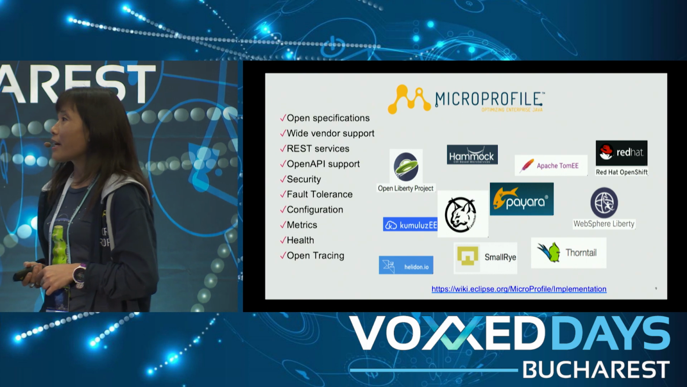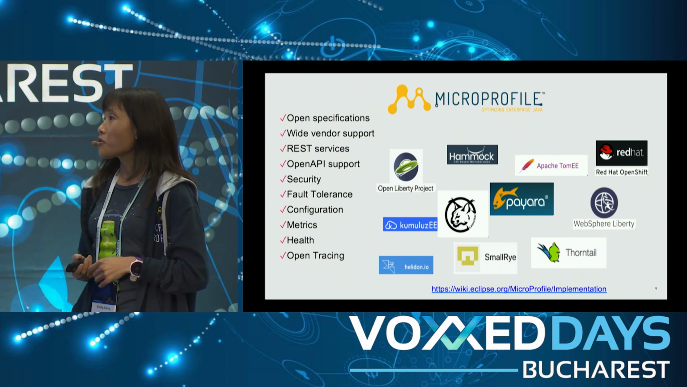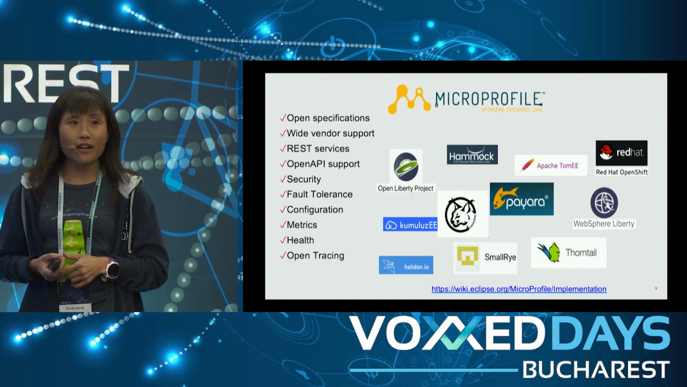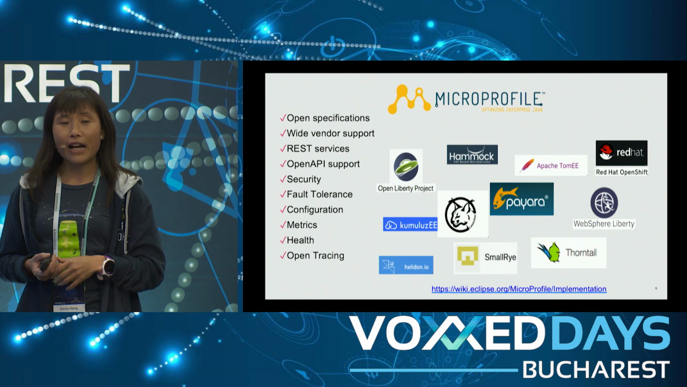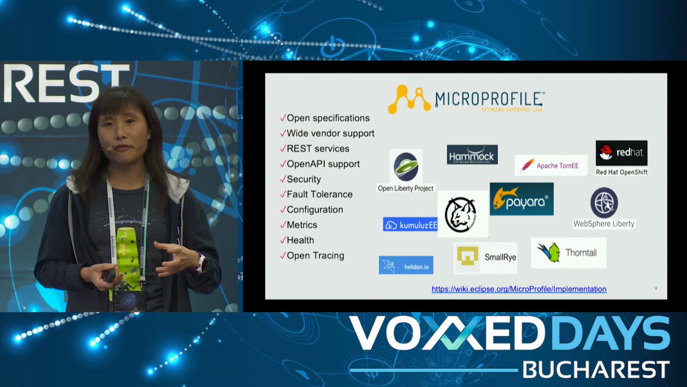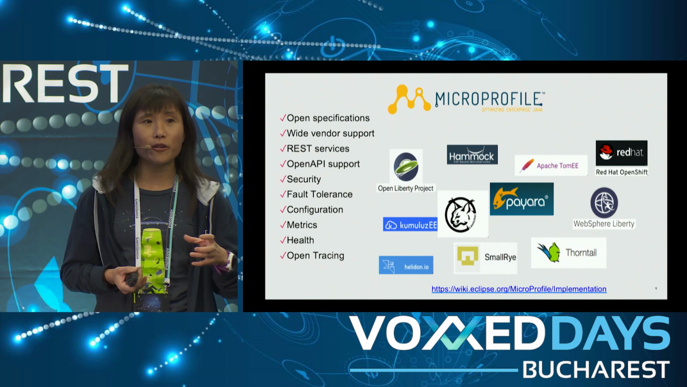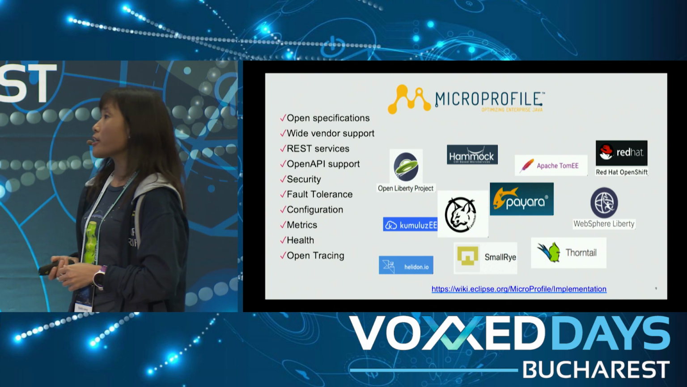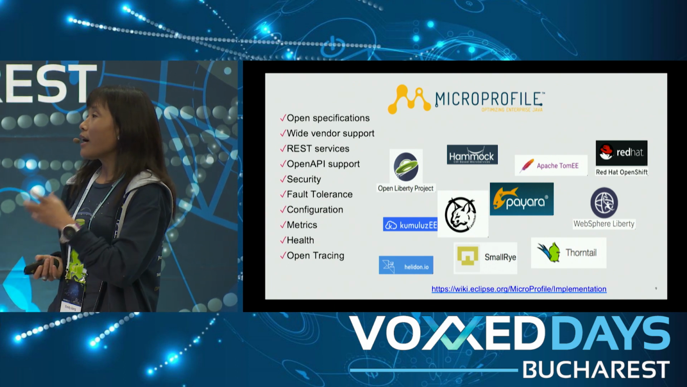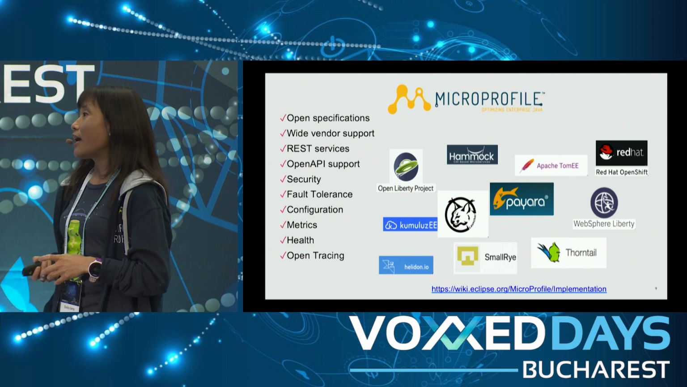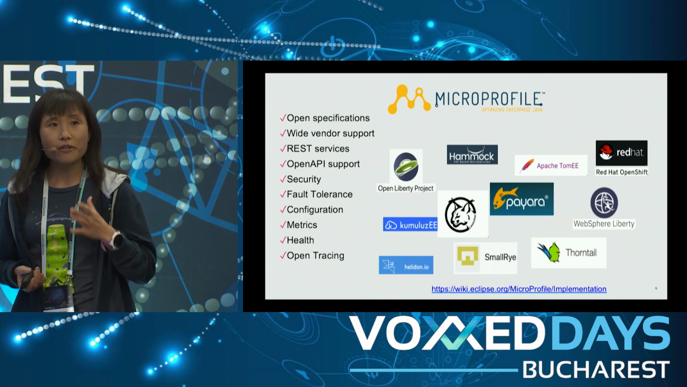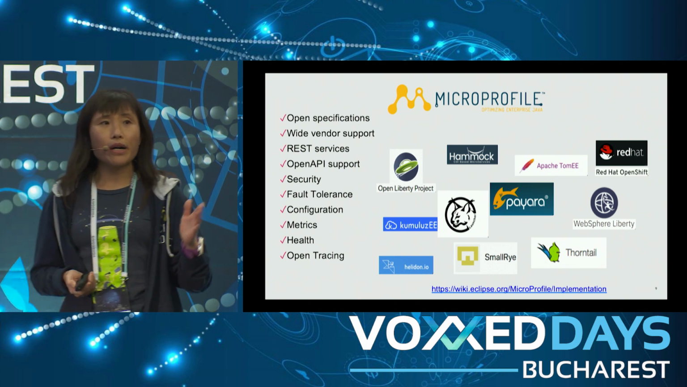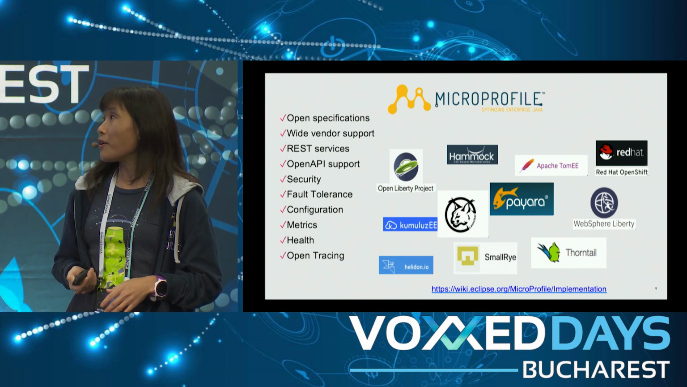And then also Red Hat has SmallRye and Thorntail. Earlier today, Peter from Red Hat demonstrated Quarkus, which is a very fast runtime, also based on MicroProfile. It utilizes SmallRye. And also Payara and TomEE have TomEE and Meecrowave, etc. So it's a lot for you to choose from. Okay, so that is a quick intro about MicroProfile.